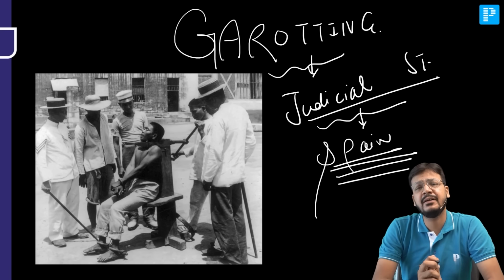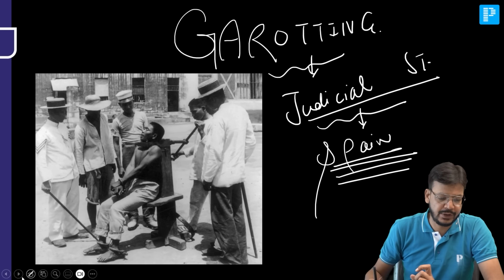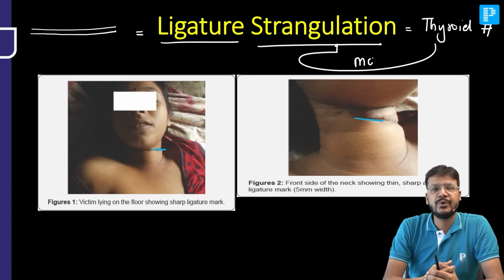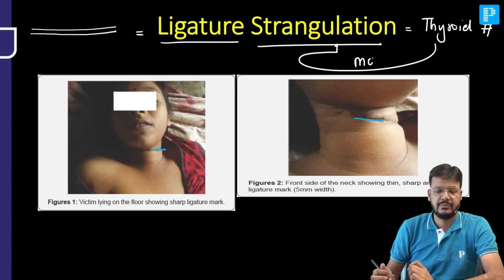Is it clear, my dear friend? Yes or no? Yes, garroting. So the next very, very important image is ligature strangulation.